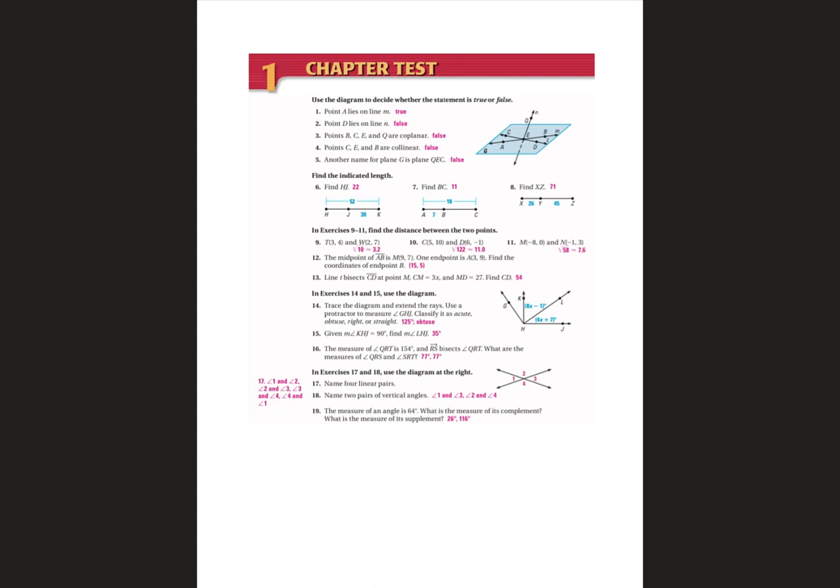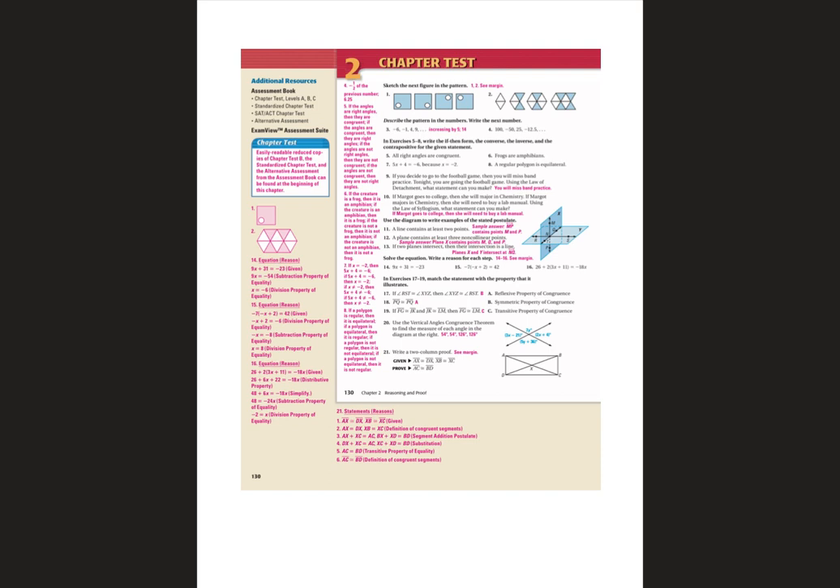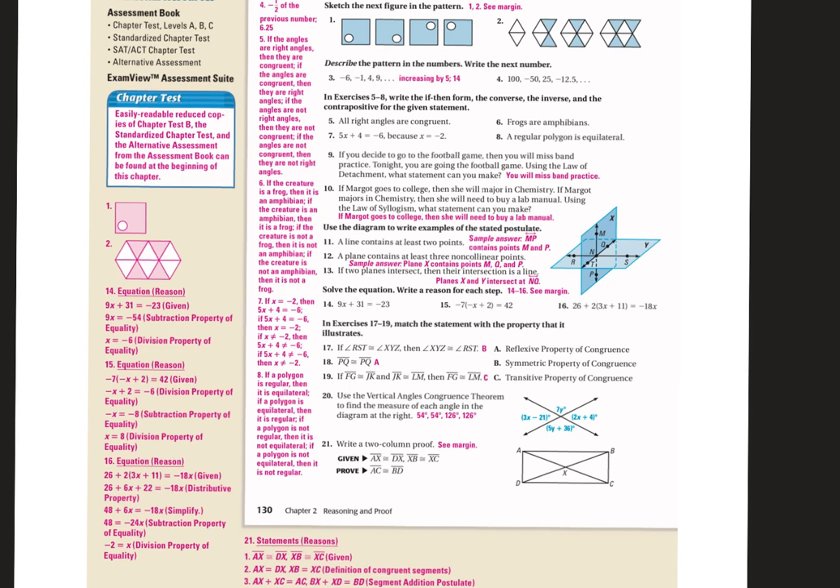Okay, questions on chapter 2. So this is when we got into the inverse, converse, contrapositive, inductive reasoning, deductive reasoning, knowing all your properties, that kind of stuff. As far as properties go, you'd want to be able to match them with a statement, like 17 through 19, almost like it would be multiple choice. Match it with the reason, and then also provide it in a proof.